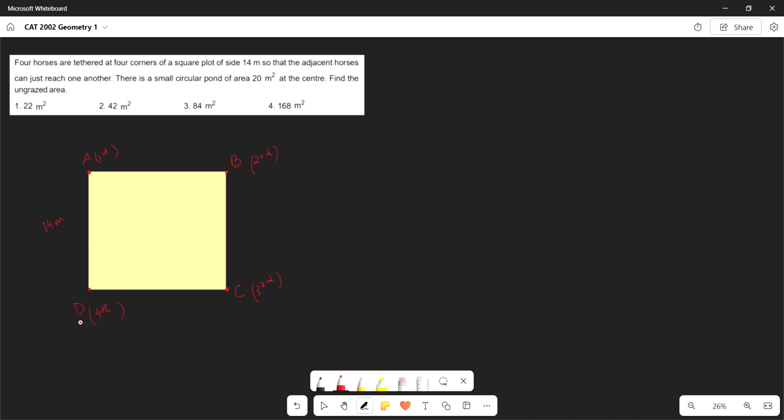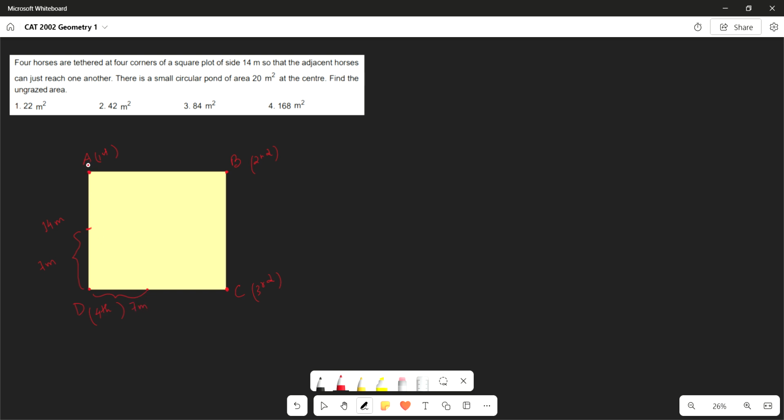That is, this horse must reach the midpoint of the side of the square. Suppose this is the midpoint, so this will be 7 meters. Why? If the horse which is at vertex D is tied with a rope of length 7 meters, then the horse will be able to reach the midpoint of side AD. Similarly, the horse will also be able to move along this side, which will also be 7 meters.